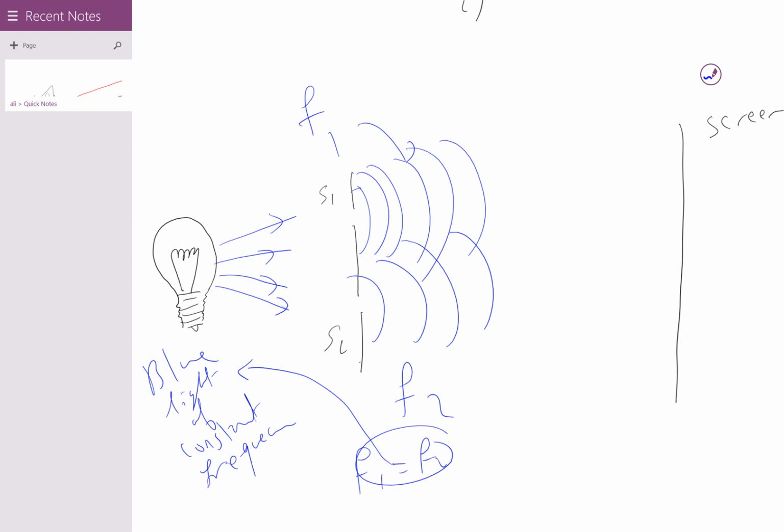But what about the second condition? By coherence, we mean that at the same instant, the wave emitted by S1 and that emitted by S2 have a constant phase difference. How could this be attainable?